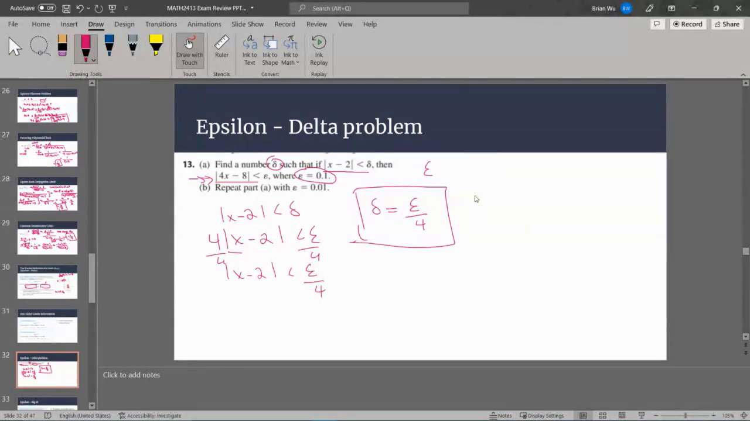We can just plug in our epsilon values. So epsilon equals 0.1. Then our delta is equal to 0.1 divided by 4, which is equal to 0.025. Same thing with epsilon equals 0.01. Our delta, due to this relationship, would be equal to 0.01 divided by 4, which is 0.0025, I believe.